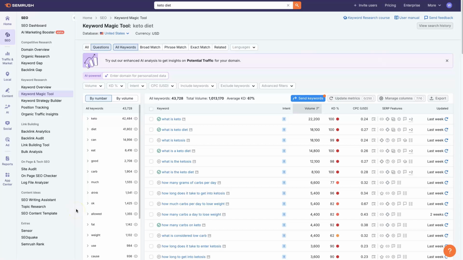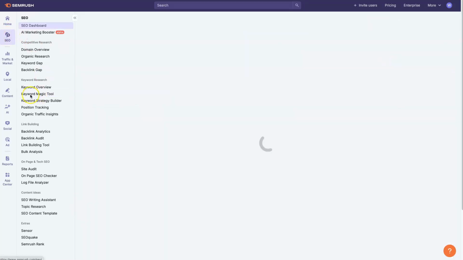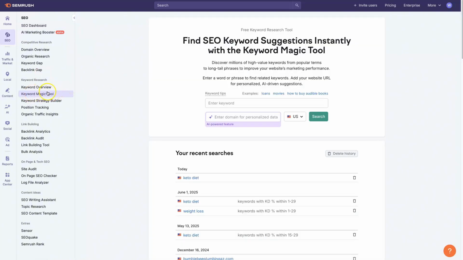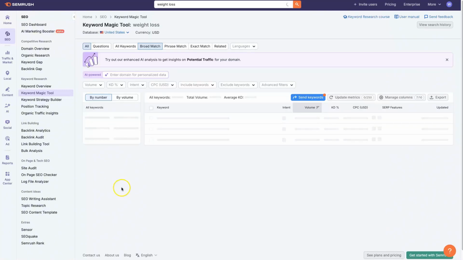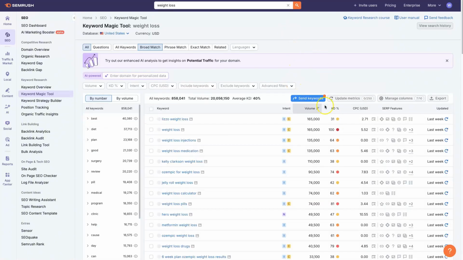But once you're in your account, if you go over to SEO here on the left side, you're going to see the Keyword Magic Tool. If you click on that, it's going to show this option where you can put in a seed phrase, essentially. It's just like a keyword that you want to know more about. So maybe we're interested in looking at weight loss as an industry that we're going to be creating some content around. We can do a search for that.